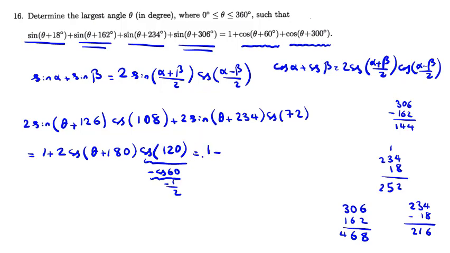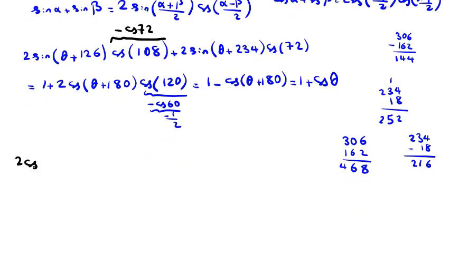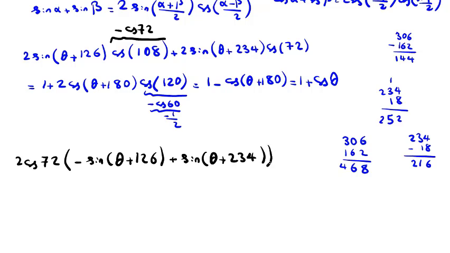So it will be 1 minus cos theta plus 180, and it is negative cos theta, so it will be 1 plus cos theta. Here we can, let me write the rest of that with black. This one you can say cos 108, it is negative cos 72. And from left hand side, if we factor 2 cos 72, we have negative sine theta plus 126 and plus sine theta plus 234. It equals 1 plus cos theta.